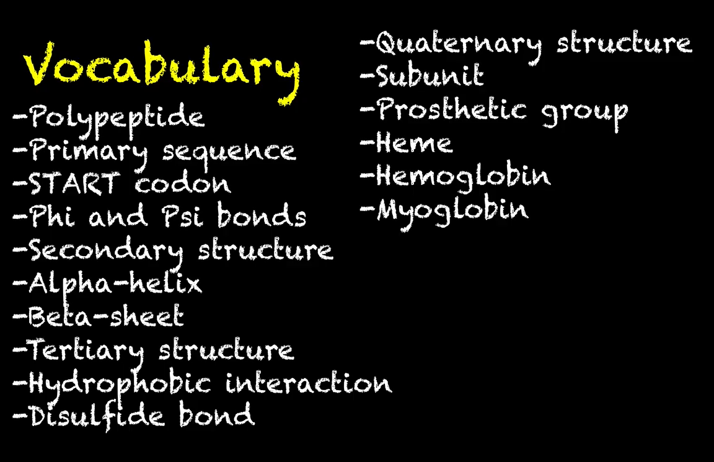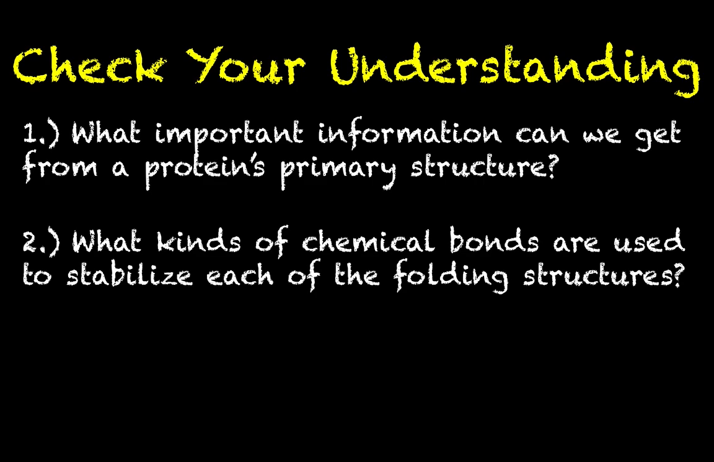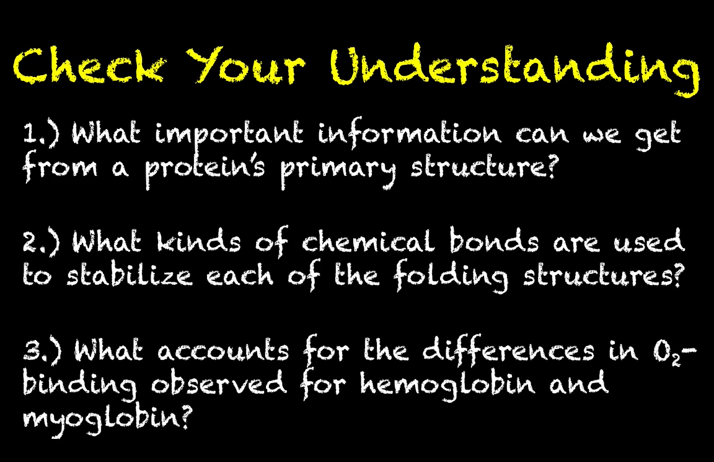Okay, that's going to wrap up this video. Here's a list of vocabulary terms you probably ought to be aware of. And for checking your understanding, number 1, what important information can we get from a protein's primary structure? Number 2, what kinds of chemical bonds are used to stabilize each of those structures? And number 3, what accounts for the differences in oxygen binding observed for hemoglobin and myoglobin?